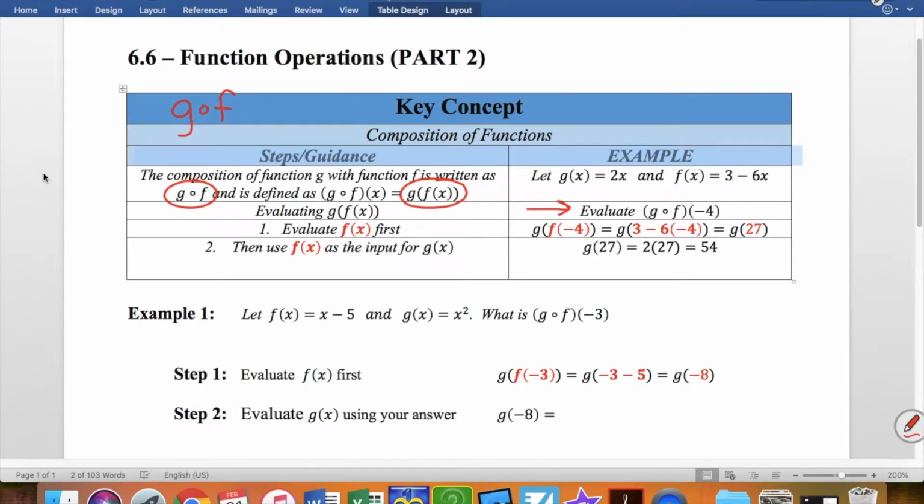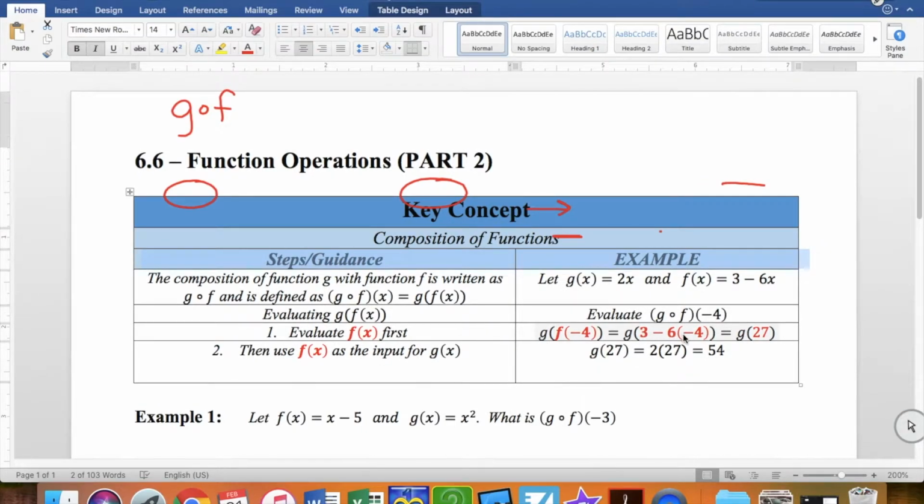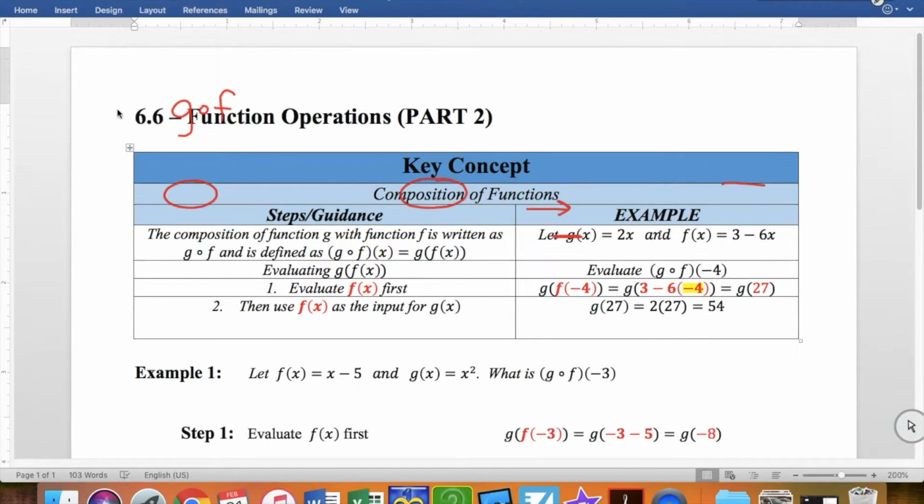So here's what I did. I'm saying g of whatever I get for this f of -4 right here. Notice I took the 3 minus 6x, right here, 3 minus 6 times the x, which is -4. I really like to do that highlighter, so I'm going to highlight this -4 right here so you guys can see. That's my input value right there.